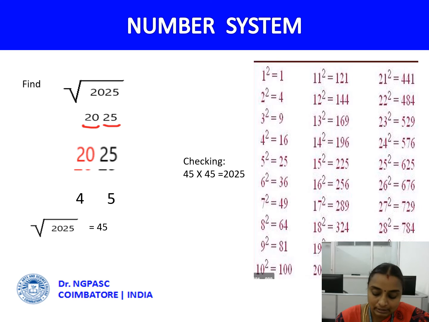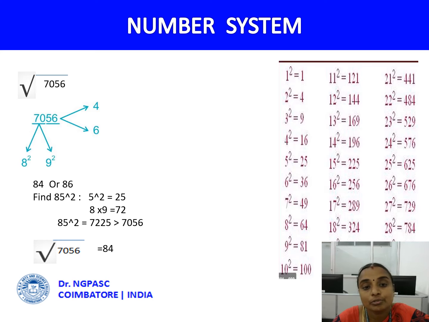Then coming to the next case, that is 7056. Here we have some difficulty because 6 is the unit digit. You have to split it into 70 and 56, two numbers. Here you have 6 as the unit place. In the square table, for 6 you have 4 and 6. For 4 square it is 16, with 6 as the unit place, and for 6 square it is 36, with 6 as the unit place.